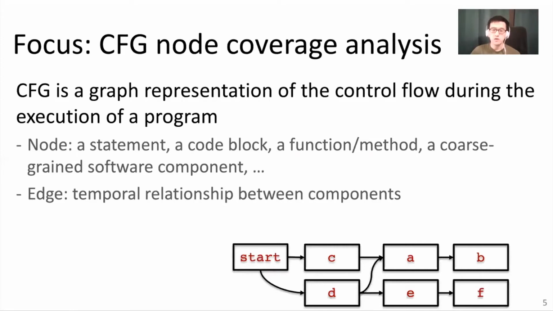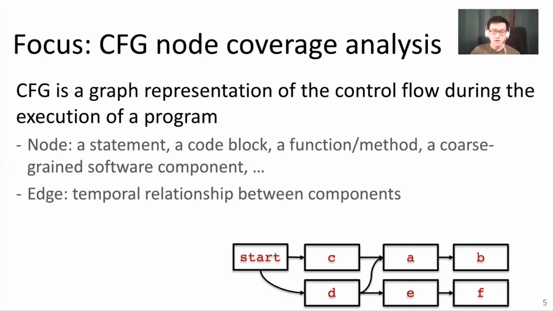Control flow graph, or a CFG, is a graph representation of the control flow during the execution of a program. The definition of nodes in the CFG depends on the interest of developers. A node could represent a statement, a basic block, a function or method, or a coarse-grained software component, and so on. In each control flow graph, there is a start node, which denotes the start of every runtime execution. An example of the start node is the main function in a program. Each edge in the CFG shows the temporal relationship between nodes.